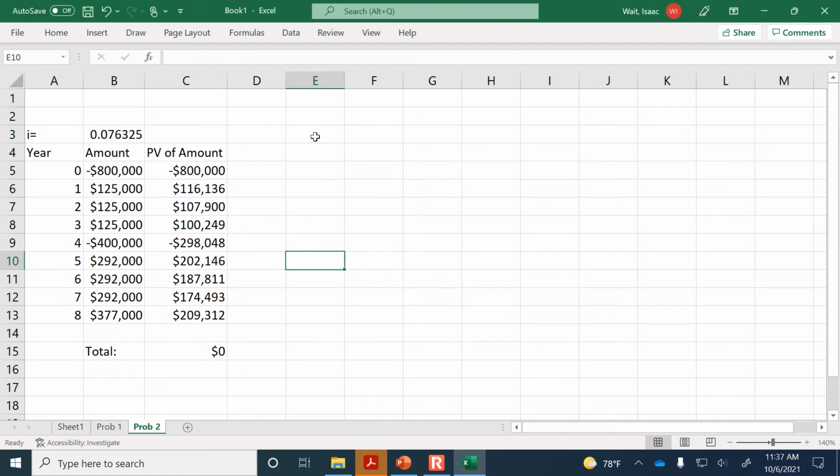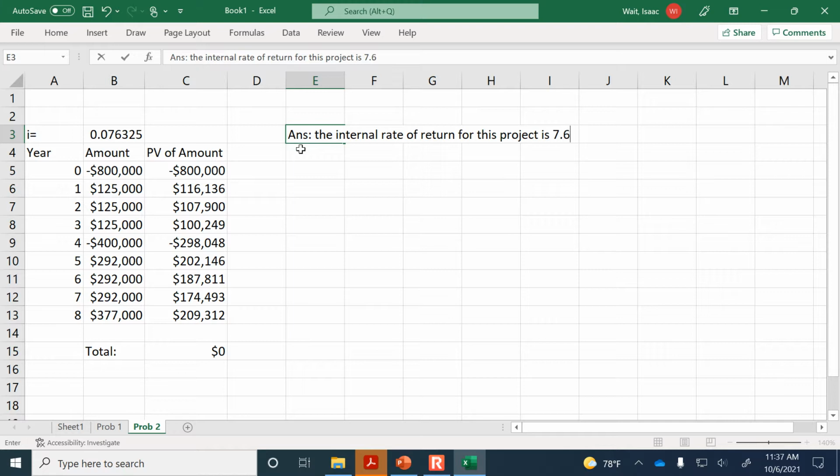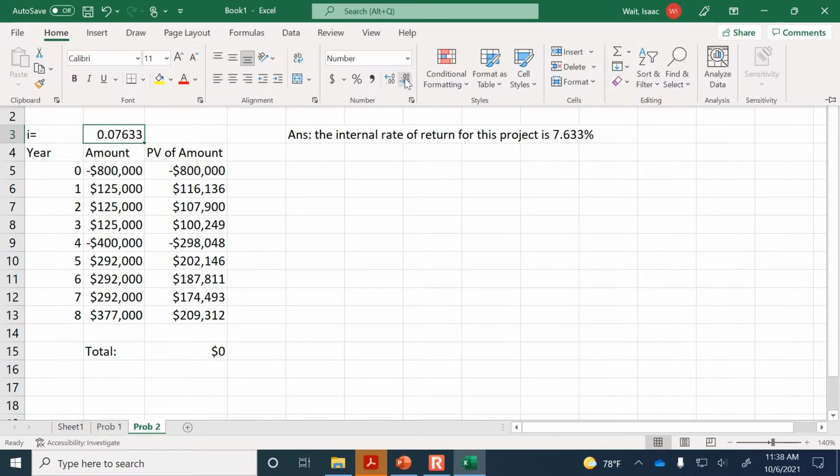So it looks like our answer here, the internal rate of return for this project, is 7.633%. I've rounded this last bit. Look at all the digits it has. It's just displaying however many I indicate.